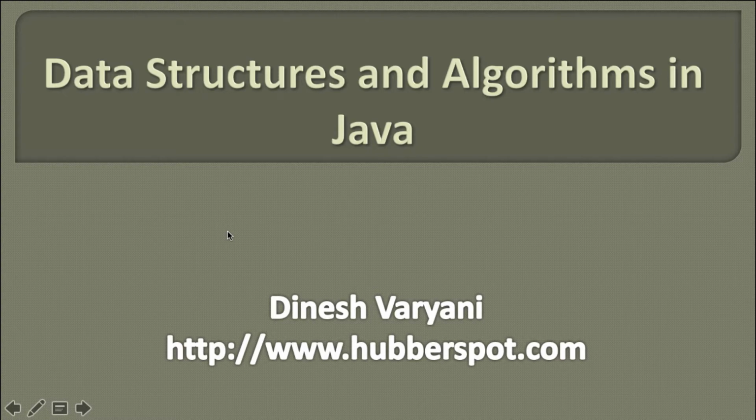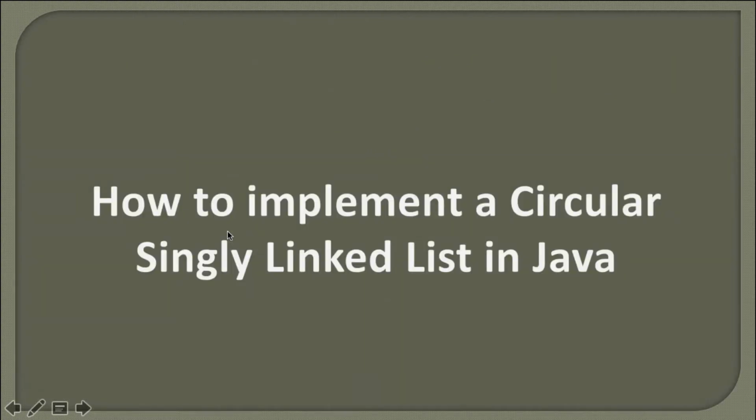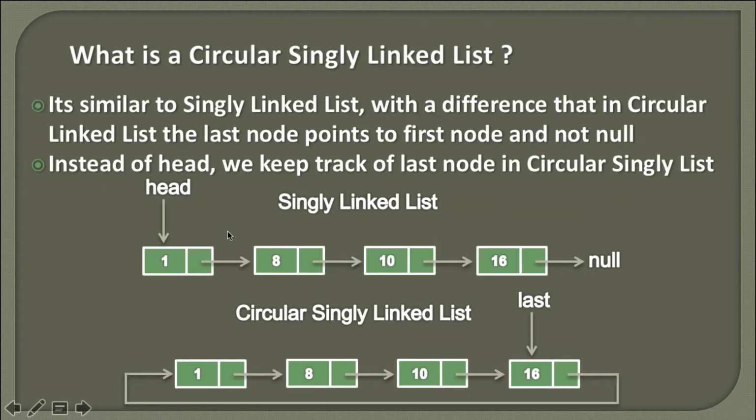Friends, in this tutorial we will discuss how to implement a circular singly linked list in Java. So friends, in my previous tutorial we discussed how we can represent a circular singly linked list. We discussed that it's very similar to singly linked list with a slight difference that in singly linked list the last node points to null, but in circular singly linked list the last node points to the first node, which makes this data structure circular in nature.